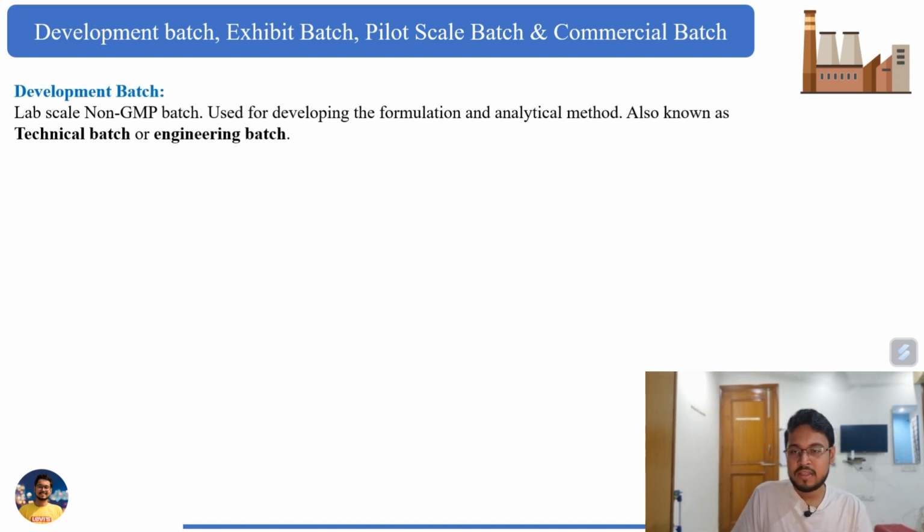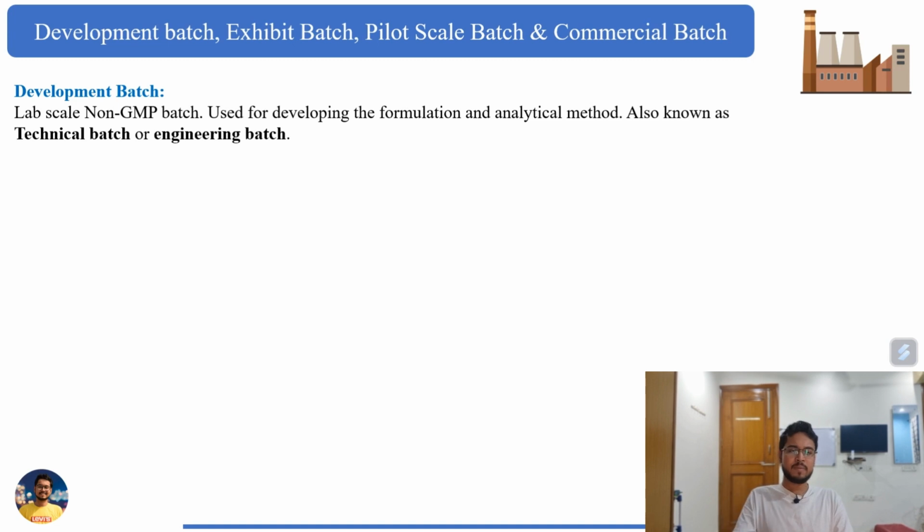Now, the development batch, we call it the R&D batch, and in some industries it is also called a technical batch or engineering batch. So these batches are R&D, or research and development, batches, and they are taken to develop your formulation as well as the analytical method. These are lab scale, very small batches, probably 1 kg or 2 kg, or 1 liter or 2 liter, very small batches.